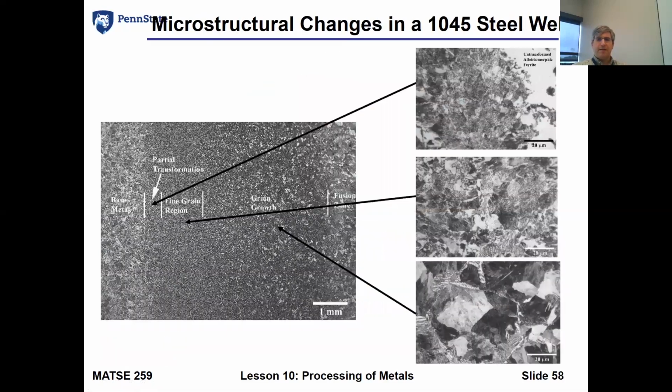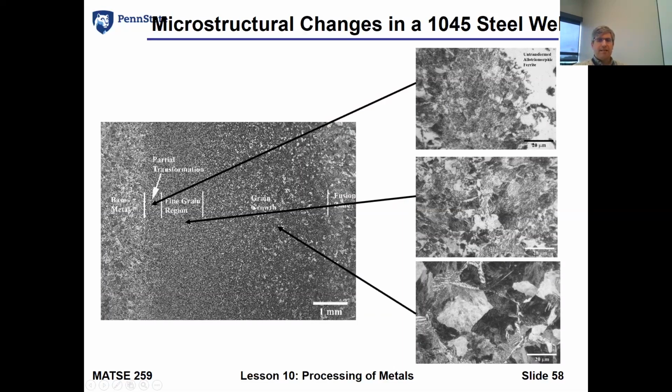And so to give you some idea of some of the microstructural changes, these are images that came out of my lab. These came out of work that I had done several years ago in a 1045 steel. If you remember, 1045 steel has 0.45 weight percent carbon. And so this is over a couple millimeters from a fusion weld. So the fusion weld was located over here, and this is the microstructure that we saw.